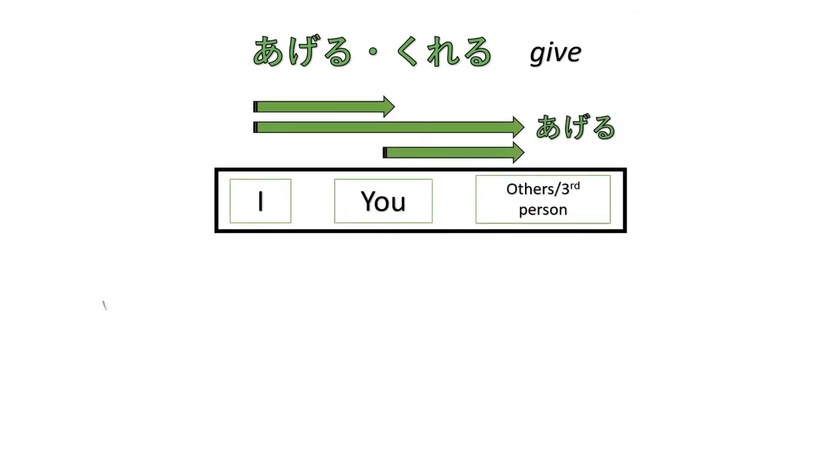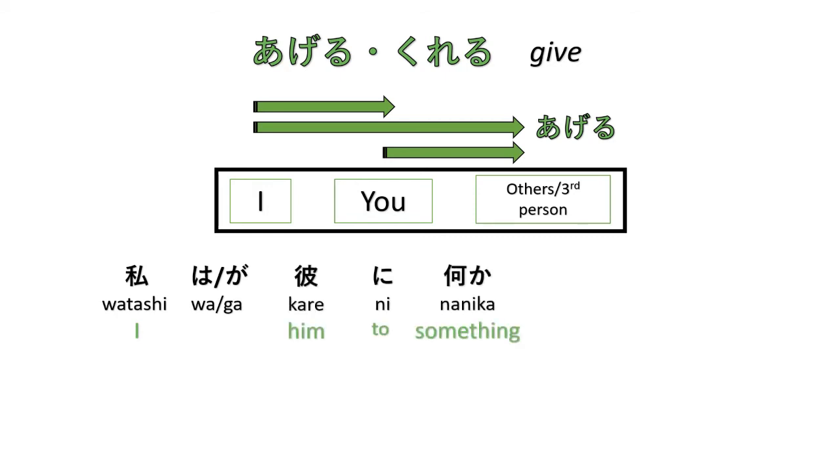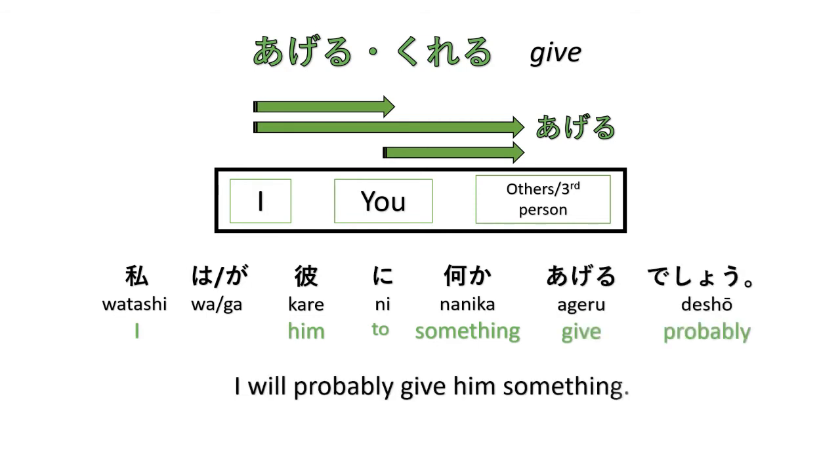Another example. Watashi wa kare ni nanika ageru desho. I will probably give him something. Here the arrow starts from me and ends with a third person, him. So others, third person. Here we use the verb ageru.